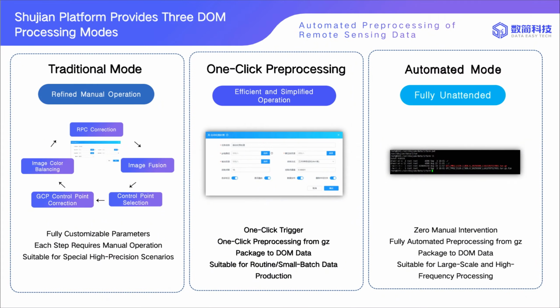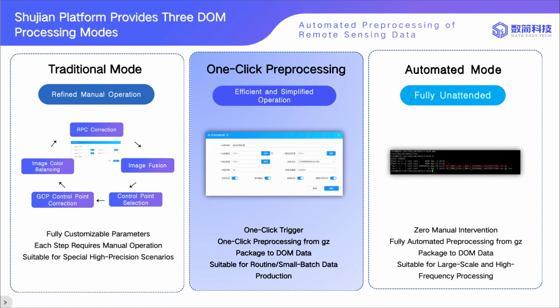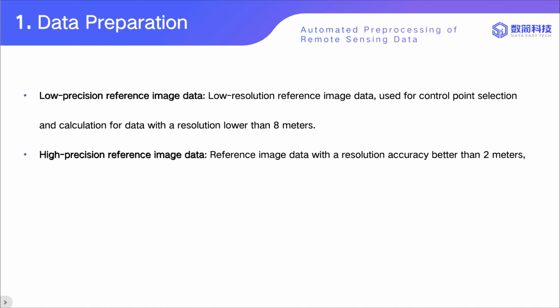The Shujin platform offers 3 DOM processing modes: traditional, one-click pre-processing, and automated. The latter two support an automated workflow from tar.gz data packages straight to finished DOM products, making remote sensing data pre-processing much easier. In this tutorial, we'll focus on the one-click pre-processing mode and walk you through the full hands-on process. Let's get started. Step 1.